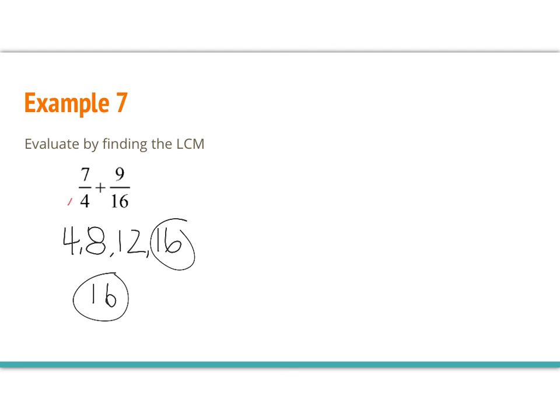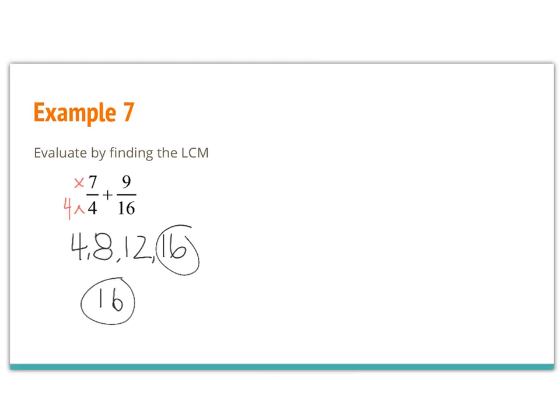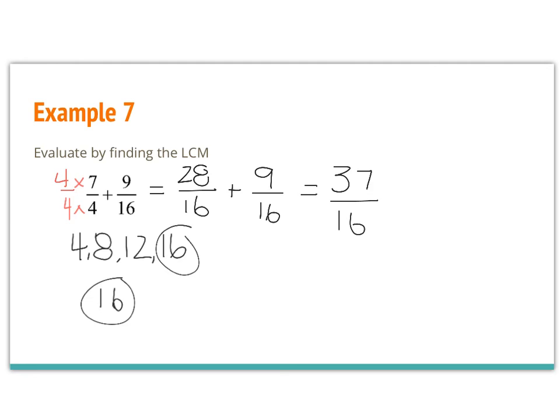To get 4 to 16, I need to multiply by 4. Whatever I do to the top of a fraction, I do to the bottom. And the reason being, 4 divided by 4 is just like multiplying by 1. So I haven't changed it at all. So I can say that this statement is still the same. So they are equal. And it is 28 over 16 plus 9 over 16. So we get 37 over 16 as a whole fraction. I could write it as a mixed number if I wanted to, and that could be 2 and 5/16. Whatever you wrote, that would be fine.